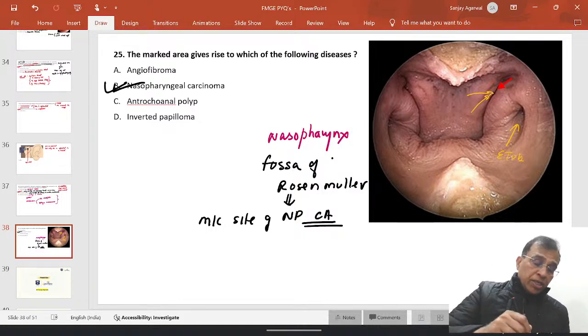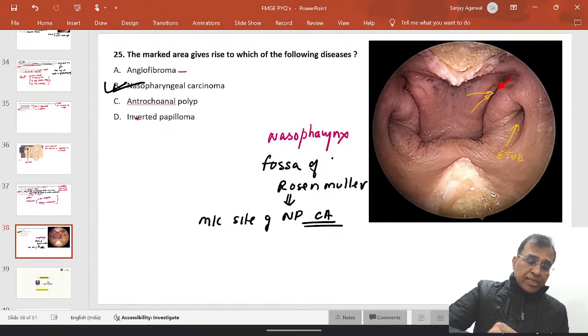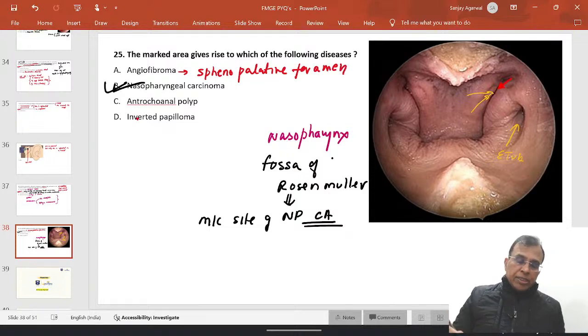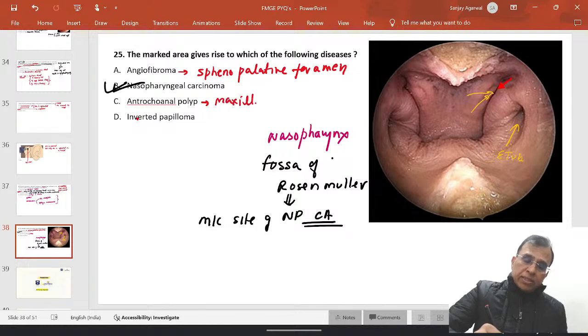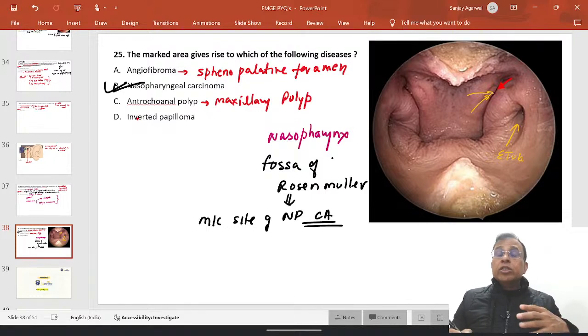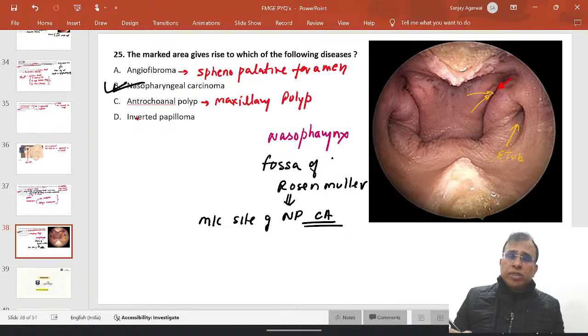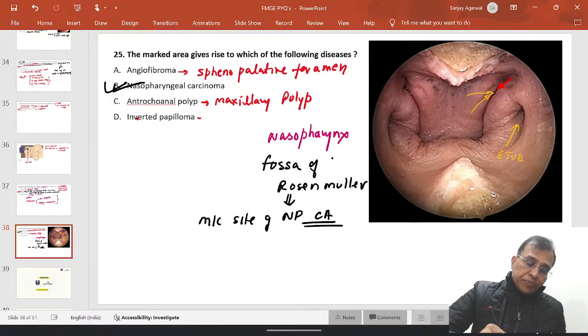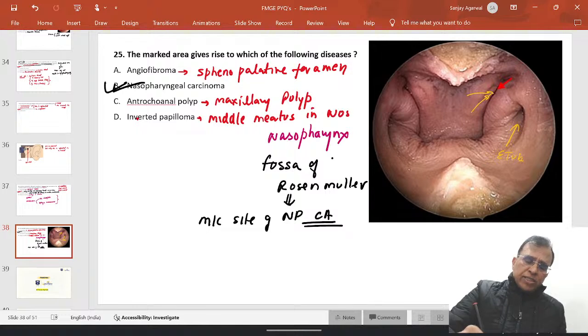It's very important. Angiofibroma arises in the sphenopalatine foramen, not in the fossa of Rosenmuller. Okay. Antrochoanal polyp, remember, is a maxillary polyp. So the maxillary polyp comes from the maxilla and goes towards the nasopharynx, towards the choana. It has nothing to do with the nasopharynx itself. And inverted papilloma is seen in the middle meatus of the nose. Most commonly, it is seen in the middle meatus in the nose. It's nose, not nasopharynx. Okay.